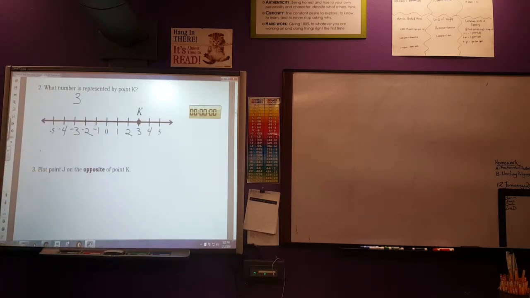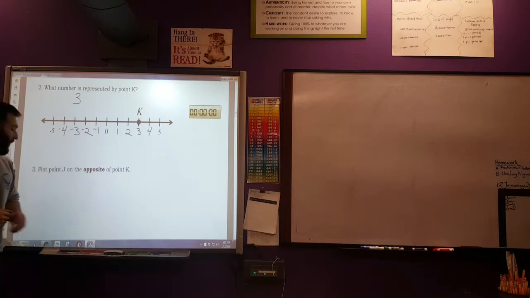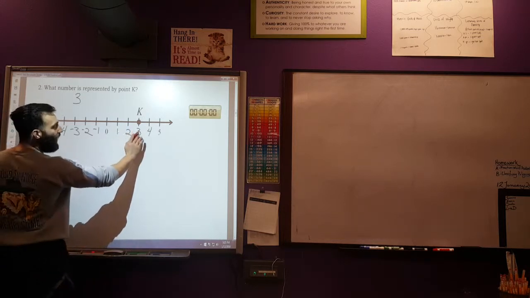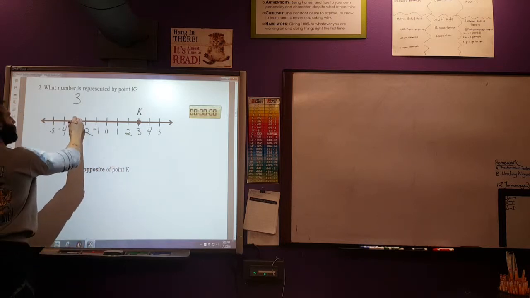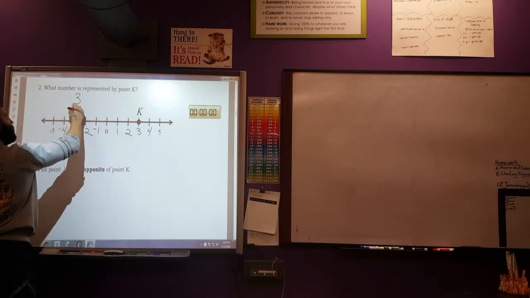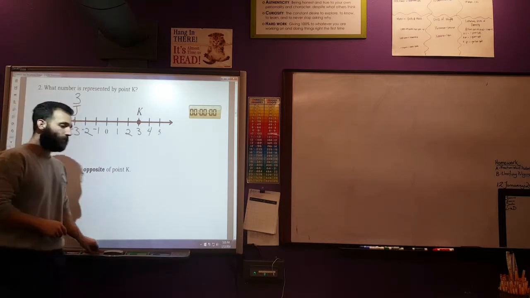Now my number 3 is asking plot point J on the opposite of point K. So that means I need to find point K, which is at 3. The opposite of 3 would be -3. So I'm going to make my point here and draw in my J.